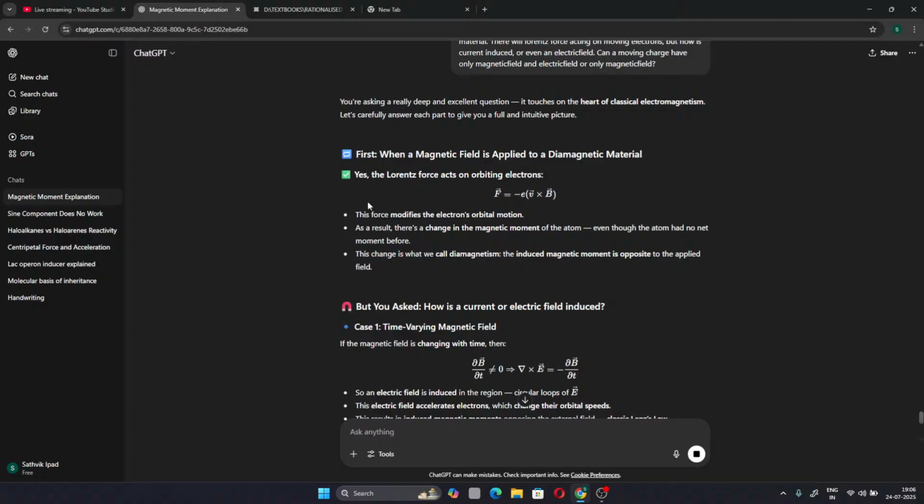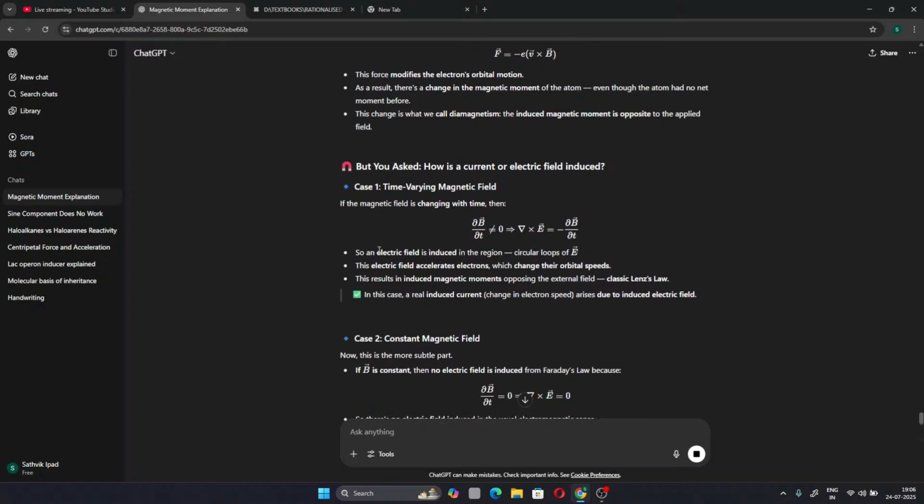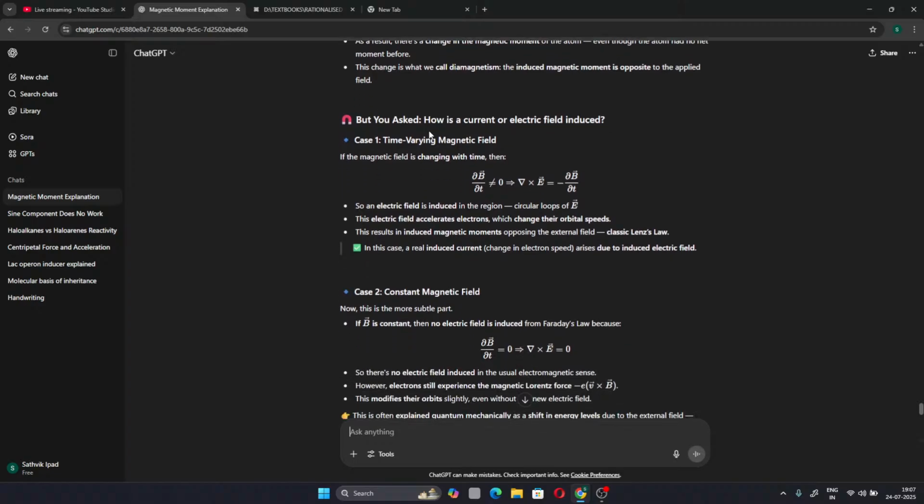The Lorentz force acts on the orbiting electrons. This force modifies the electron's orbital motion. As a result, there is a change in the magnetic moment of the atom, even though the atom had no net moment before. This change is what we call diamagnetism. The induced magnetic moment is opposite to the applied field.